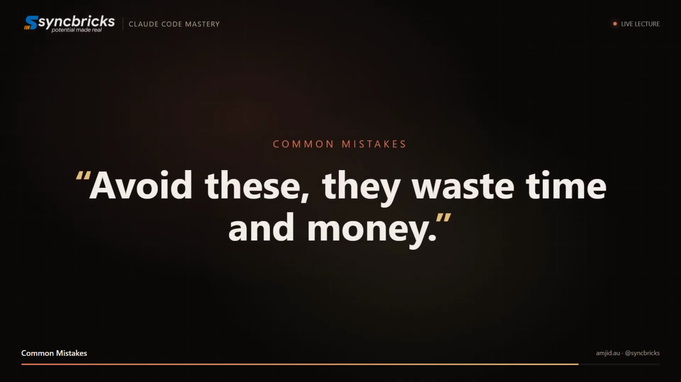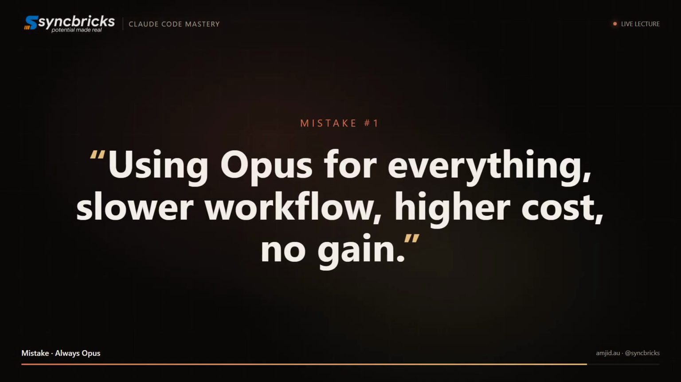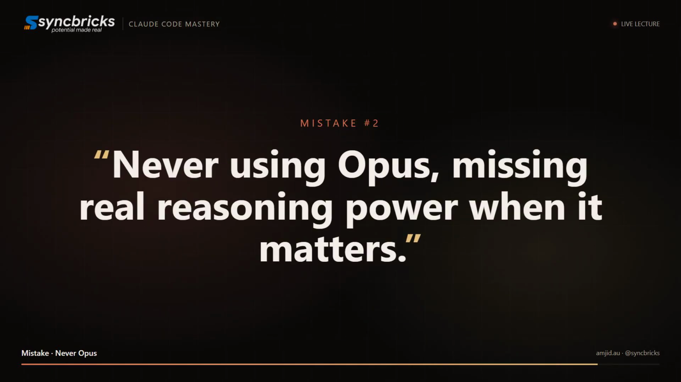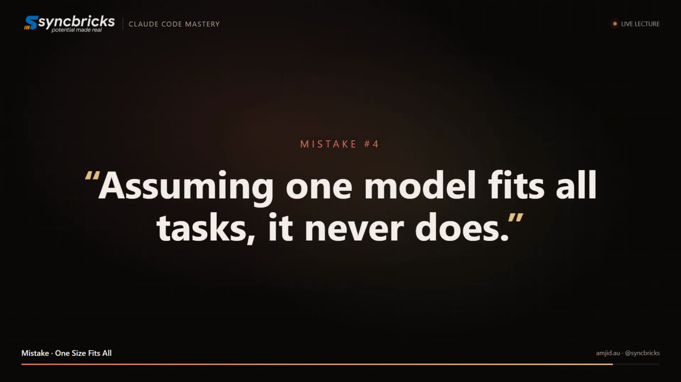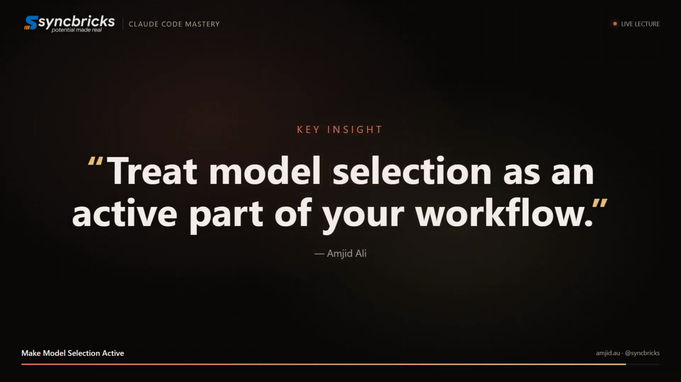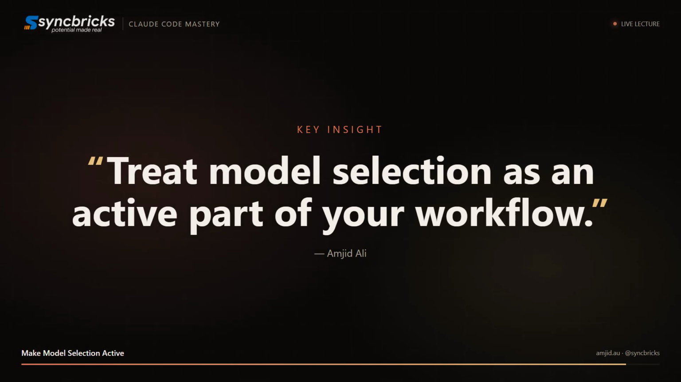Finally, let us look at common mistakes. Using Opus for everything slows down your workflow and increases cost unnecessarily. Never using Opus means missing out on strong reasoning capabilities. Forgetting to switch models can reduce efficiency. Assuming one model fits all tasks leads to poor results. The key insight is to treat model selection as an active part of your workflow. Switch models frequently and match the tool to the task.